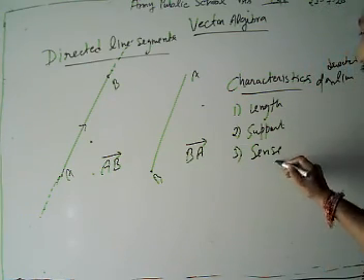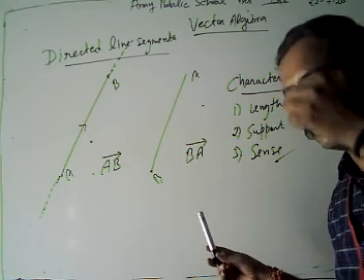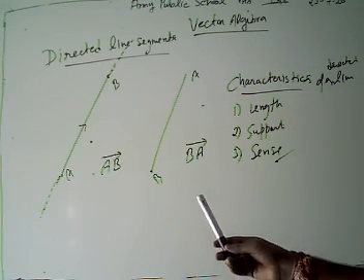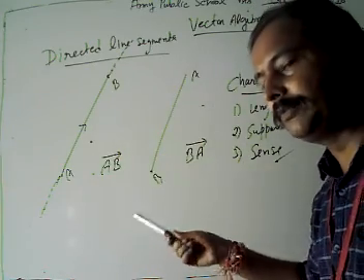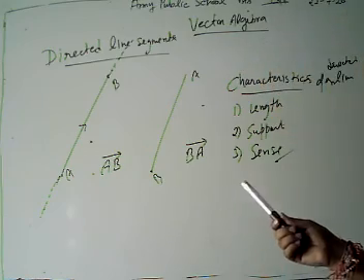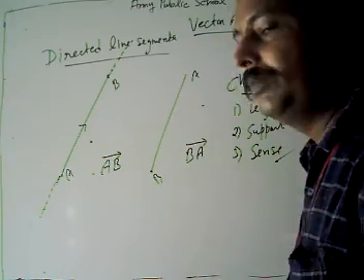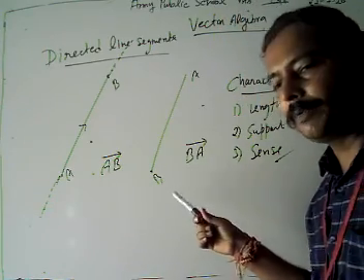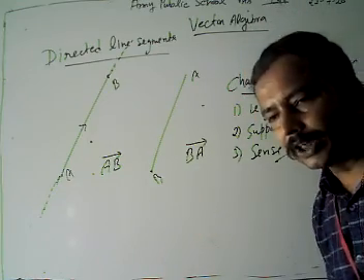Then the last characteristic is sense. What is the meaning of sense? The sense of a directed line segment is from its initial to its terminal point. If we change the initial and terminal points, then its sense changes. Thus the sense of AB is from initial point A to terminal point B. In the case of BA, B is the initial point and A is the terminal point.